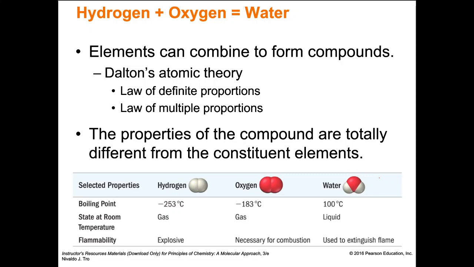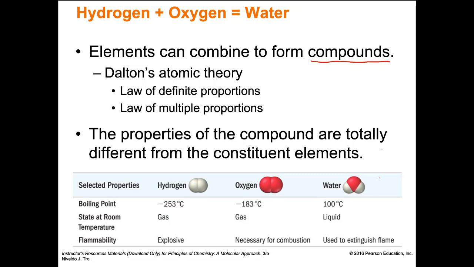So the first thing we're going to talk about is that elements combine to form compounds. When we talk about a compound, this could be any chemical compound. It could be something like water, it could be CO2, nitrogen, anything you can think of that has multiple atoms that are combined together. That's going to be an example of a compound.